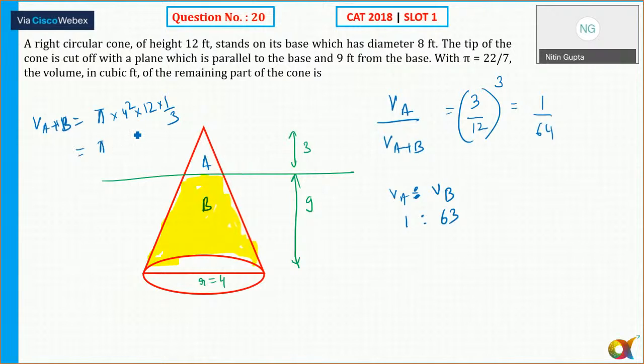Pi into 3 fours are, that is equal to 64. A plus B together has a volume of 64 pi. So the volume of A will be equal to pi, and the volume of B has to be equal to 63 pi. So what is the answer?